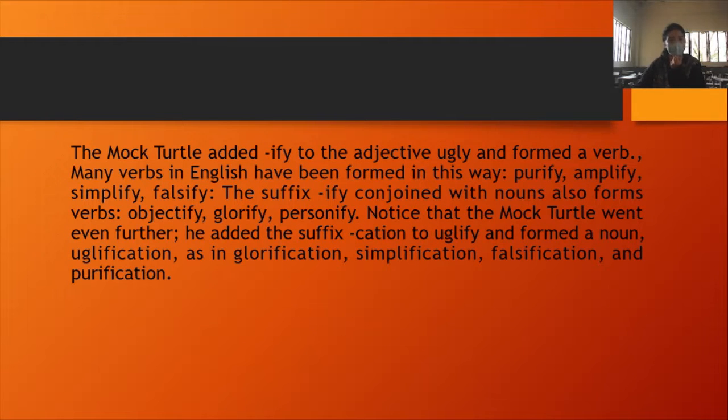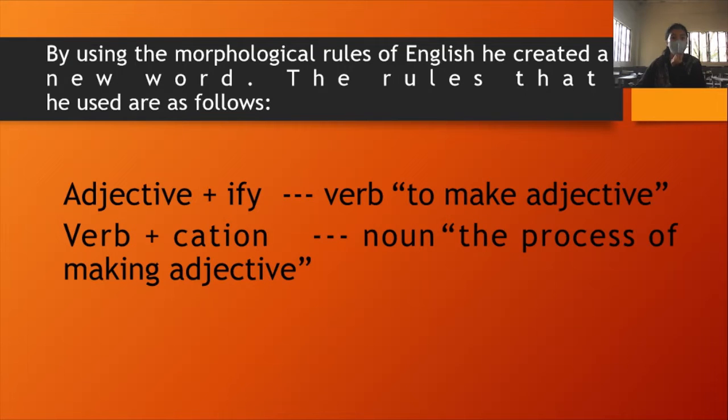The Mock Turtle added -ify to the adjective ugly and formed a verb. Many verbs in English have been formed in this way: purify, amplify, simplify, falsify. The suffix -ify conjoined with nouns also forms verbs: objectify, glorify, personify. Notice that the Mock Turtle went even further. He added the suffix -ation to uglify and formed a noun: uglification, as in glorification, simplification, falsification, and purification. So by using the morphological rules of English, he created a new word.